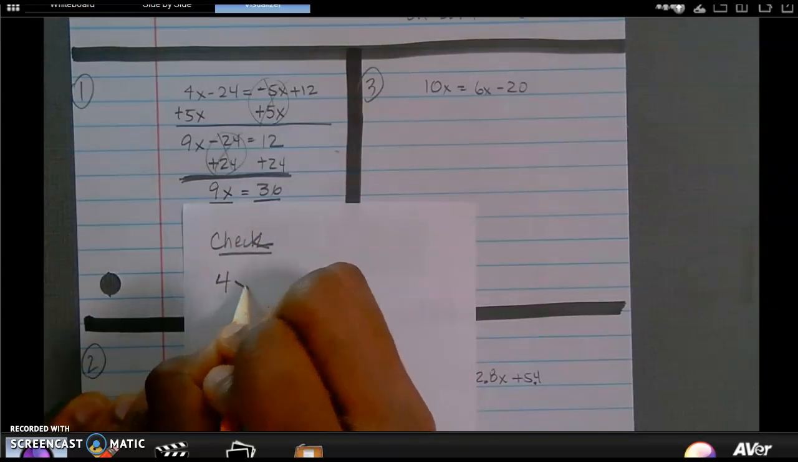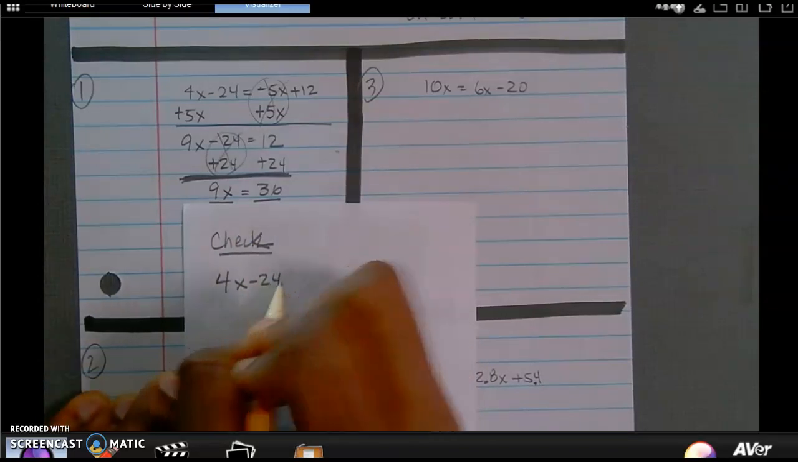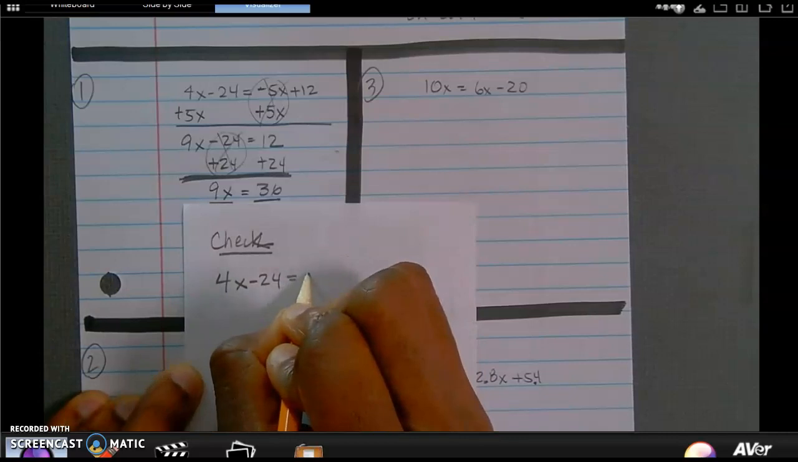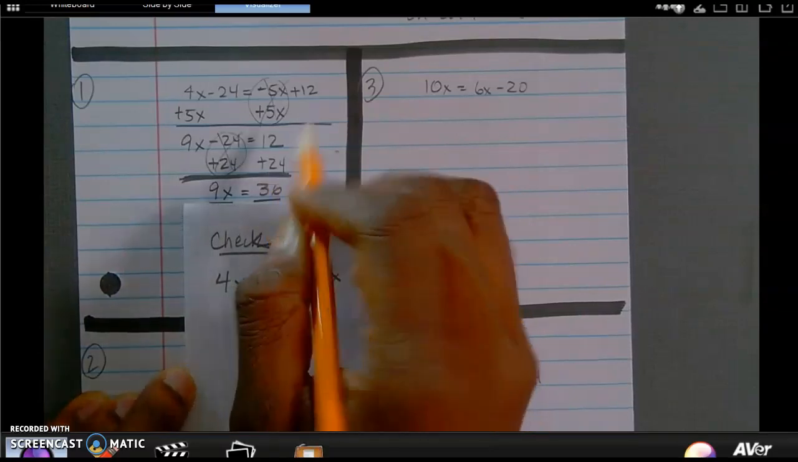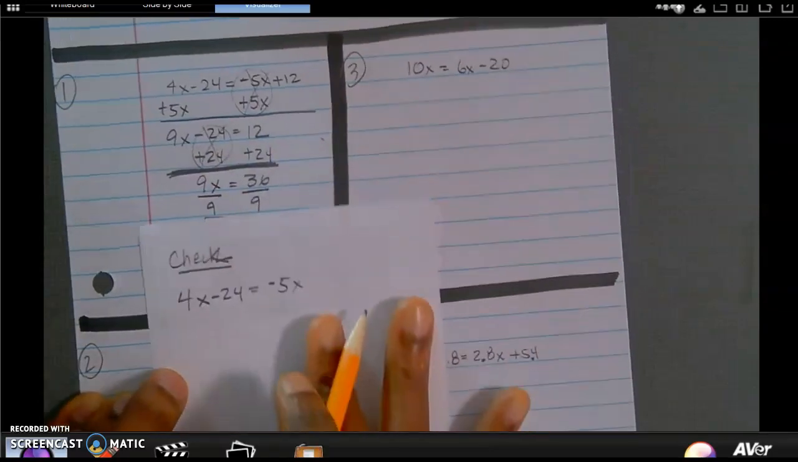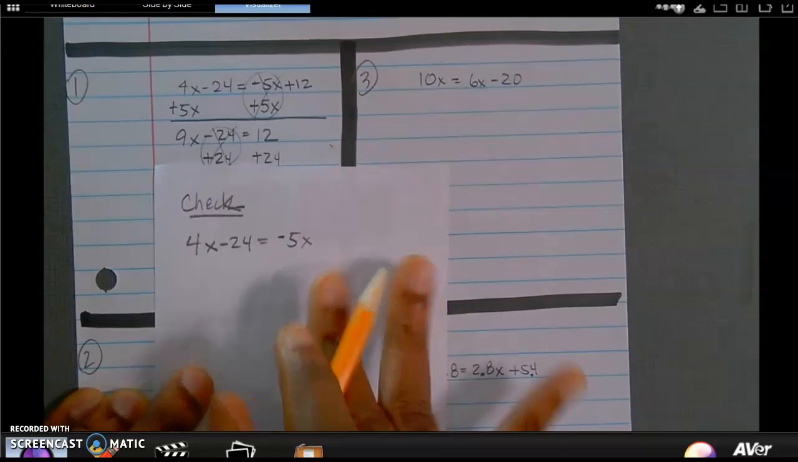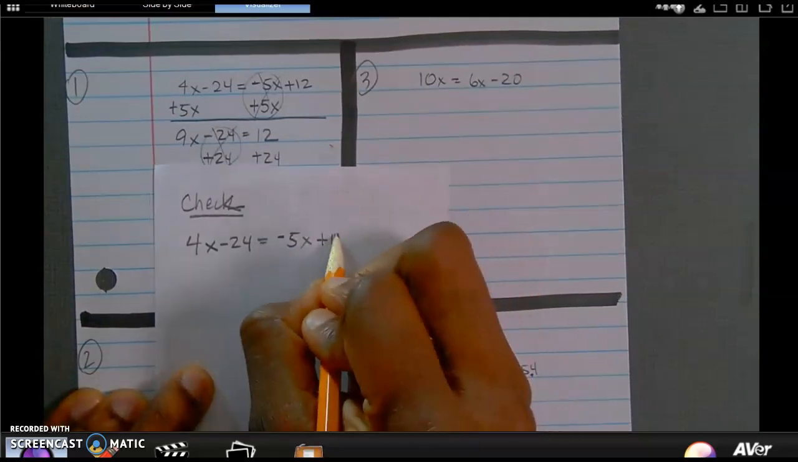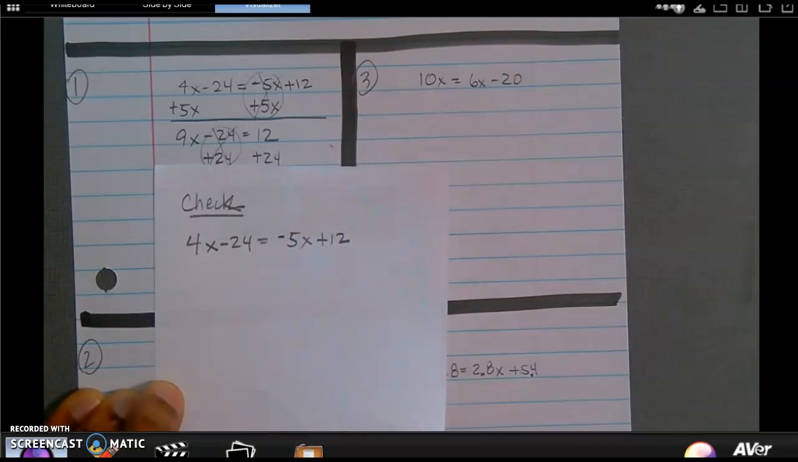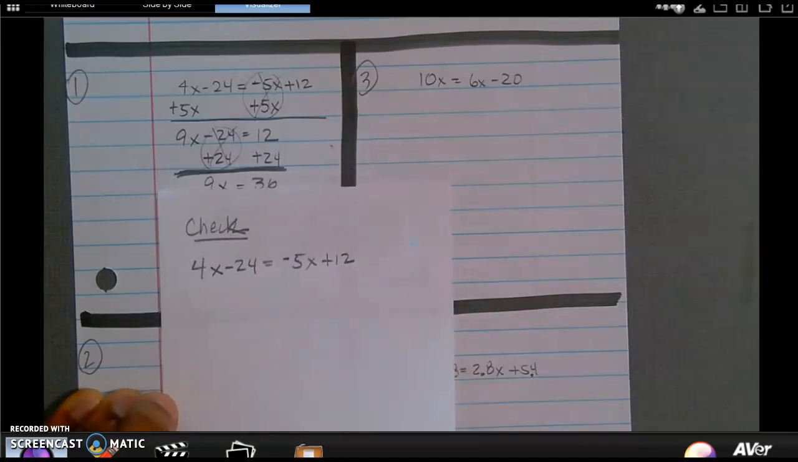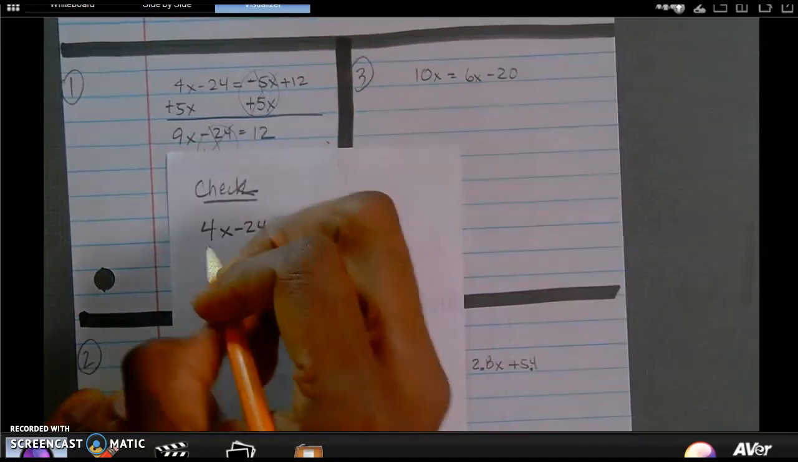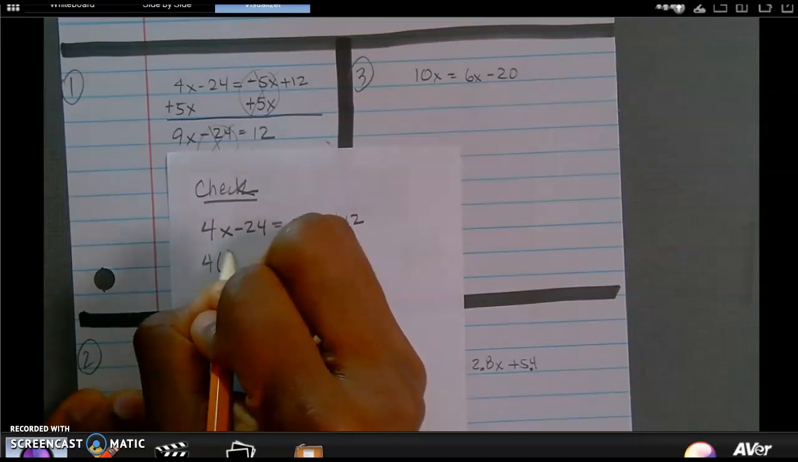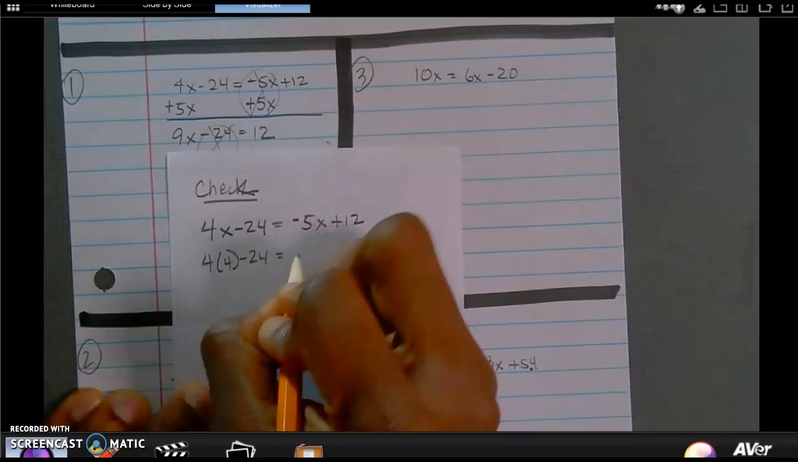I'm going to set it up with my original equation. I don't want to set it up with anything that I've done down here because there may be mistakes there. So I want to set it up with the original equation. The original says 4x minus 24 equals negative 5x plus 12. I'm going to substitute in the value that I came up with.